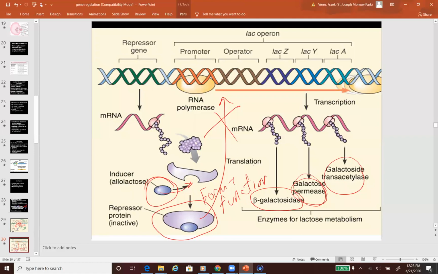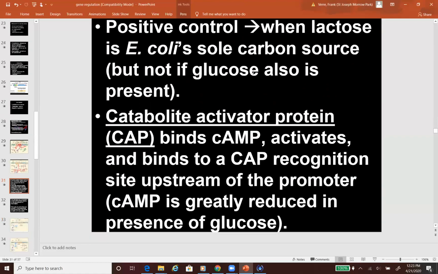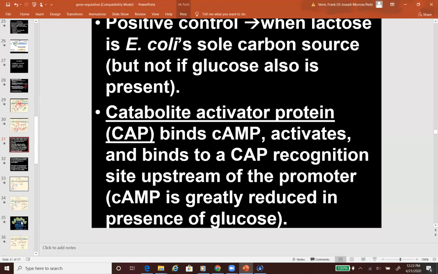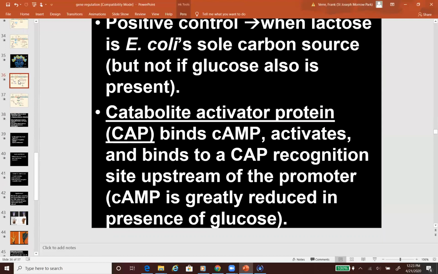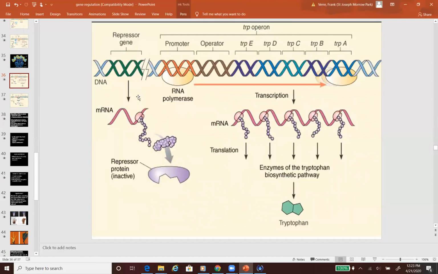No questions? Okay, so let me show you another example that's going to look very, very similar. I'm going to scroll down to something called the trp operon. Okay, here's the trp operon.